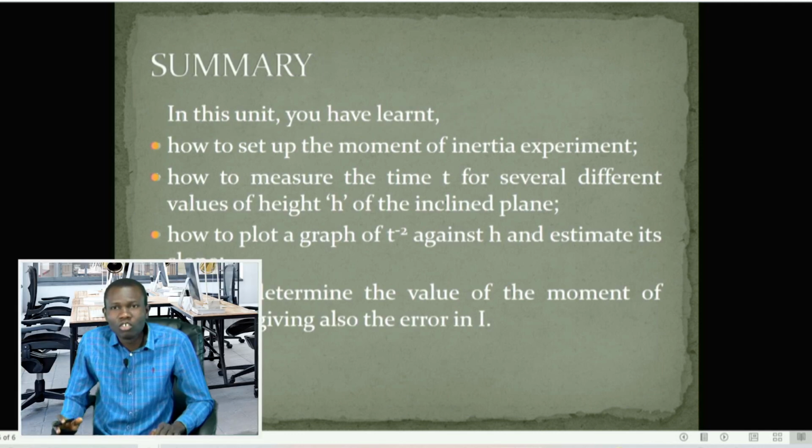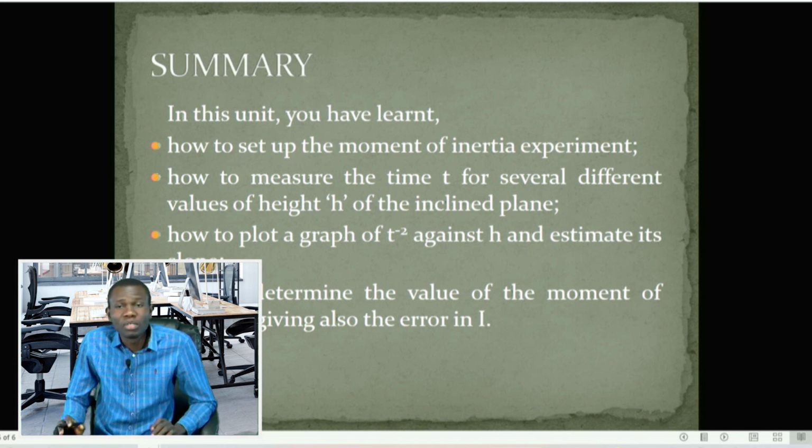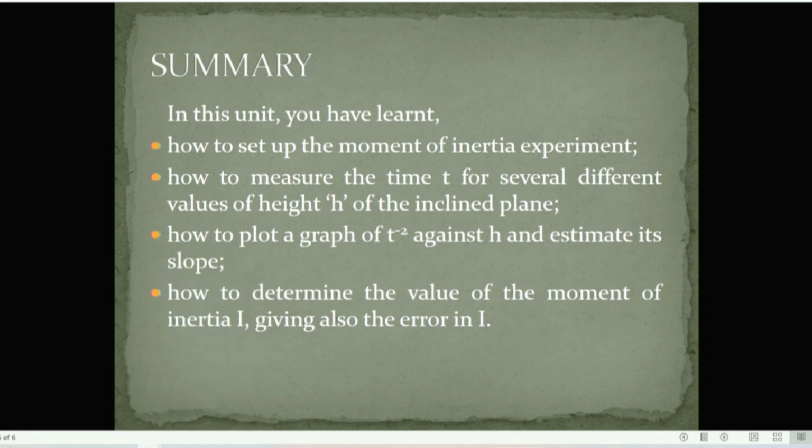In summary, you have learned how to set up the moment of inertia experiment. You have also learned how to measure the time t for several different values of the height of the inclined plane, like I said earlier. You have also learned how to plot a graph of the inverse of the square of the time against h and estimate its slope. Then finally, you have learned how to determine the value of the moment of inertia I, given also the error in I. This is the end of this session on moment of inertia related experiments. Thank you.